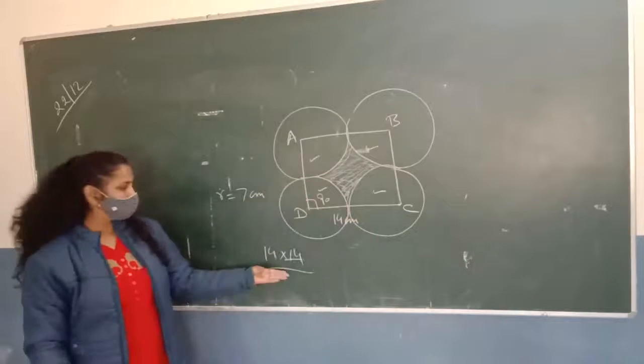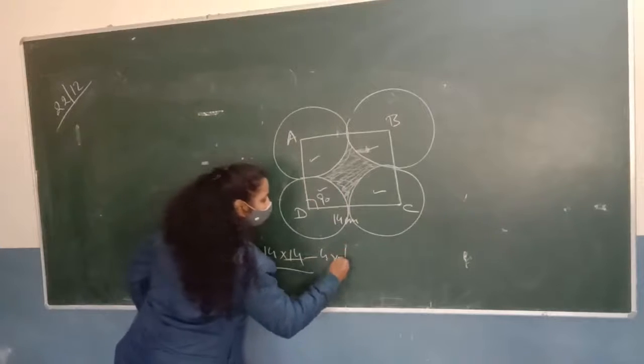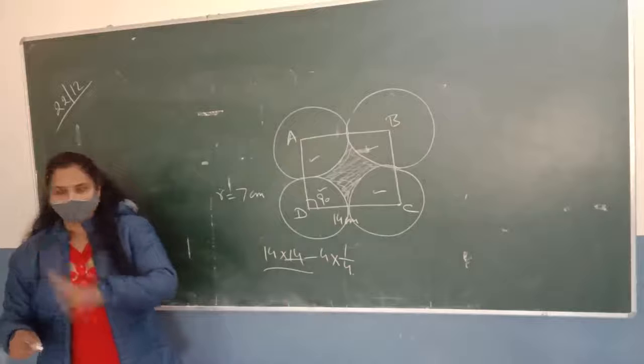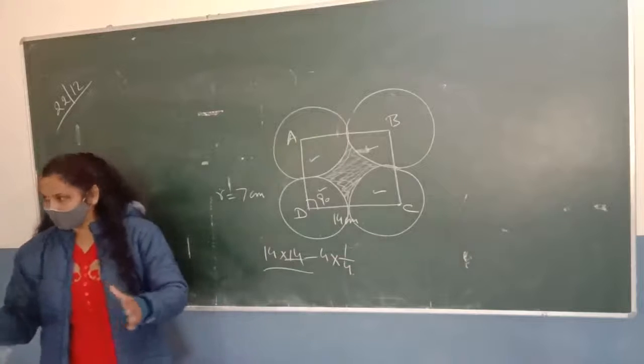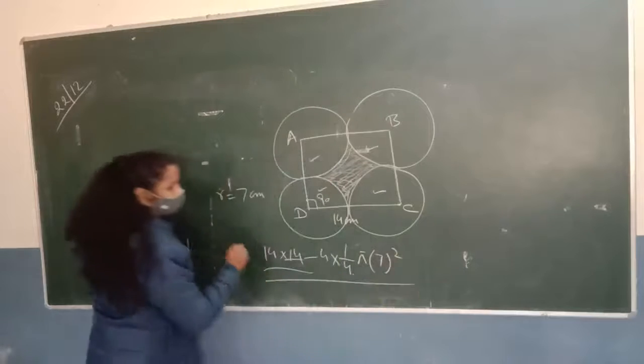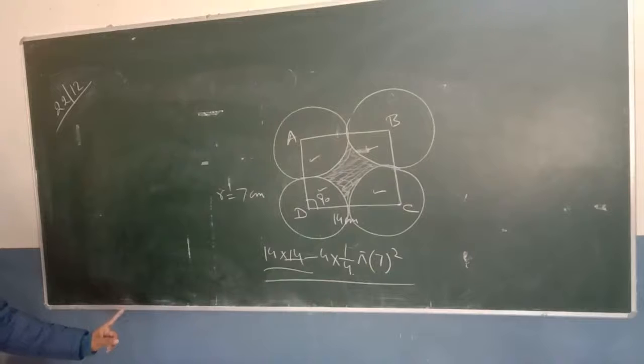So the area of the square is 14 into 14, and the area of the quadrants: 4 quadrants will be 4 into 1/4 pi r square, since 1/4 pi r square is the area of one quadrant. So can you do it yourself? Okay, good.